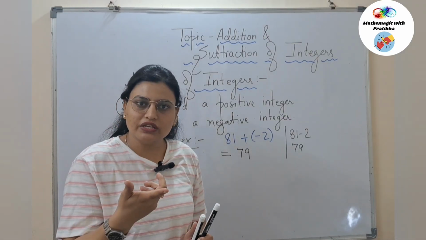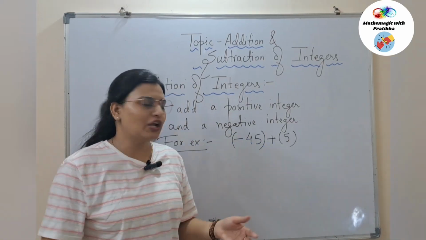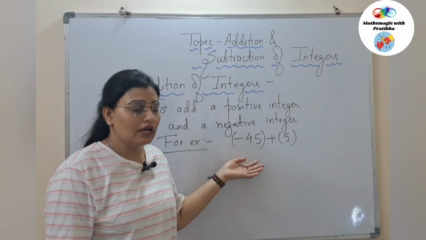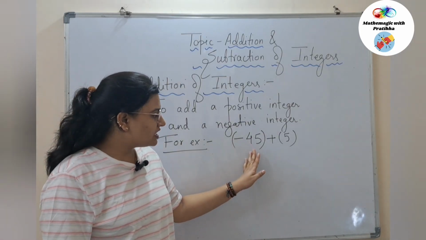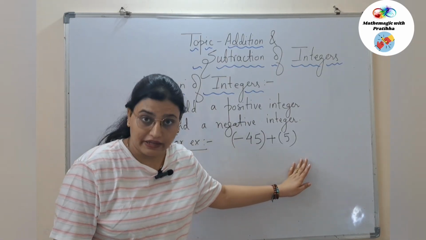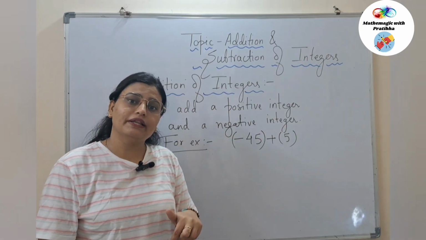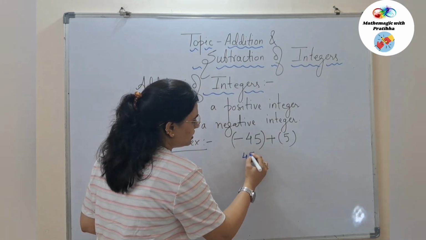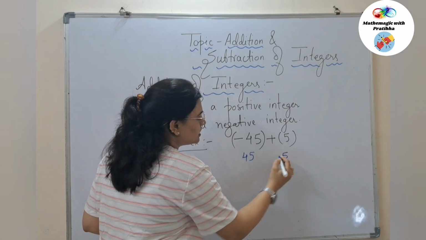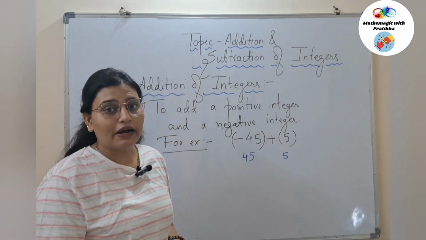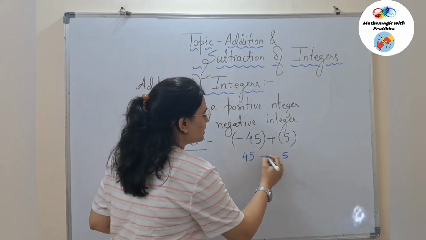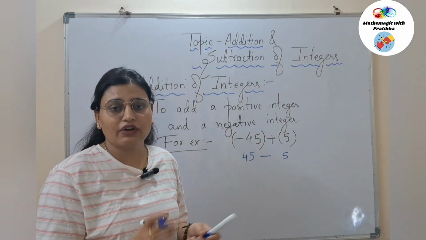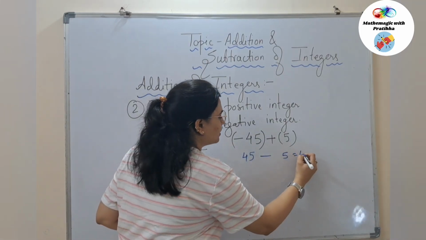Now let's take one more example to understand more. Now here we are with the second example. In this example, we have to add minus 45 with 5. First we will find their absolute values. The absolute value of minus 45 is 45 and of 5 is 5. Now we will find their difference. The difference of 45 and 5 is 40.